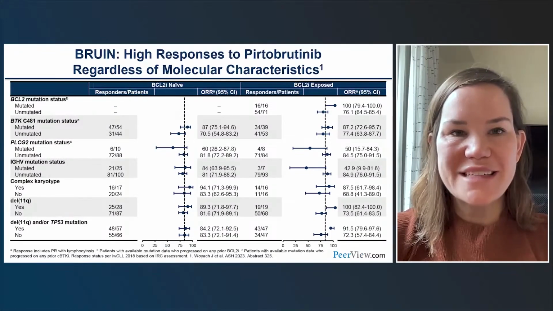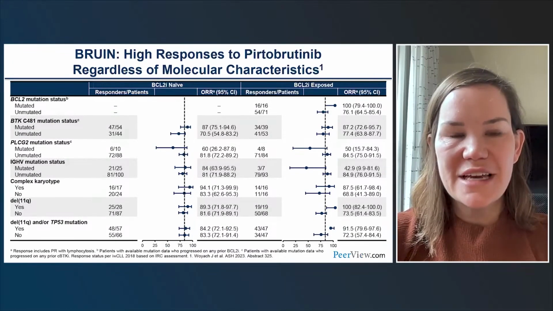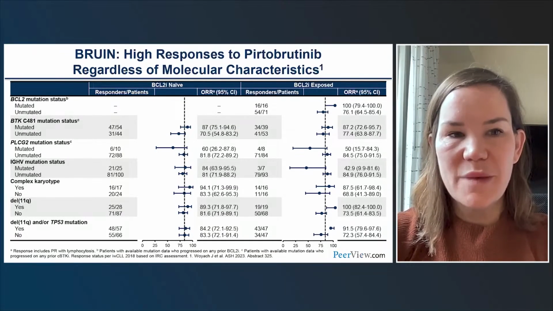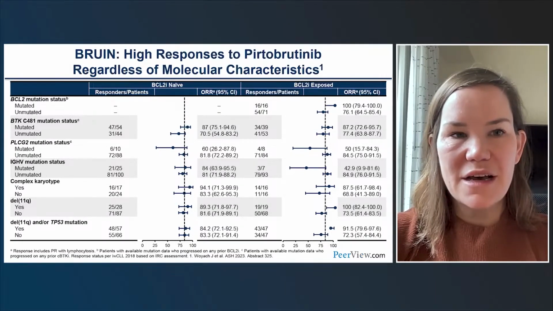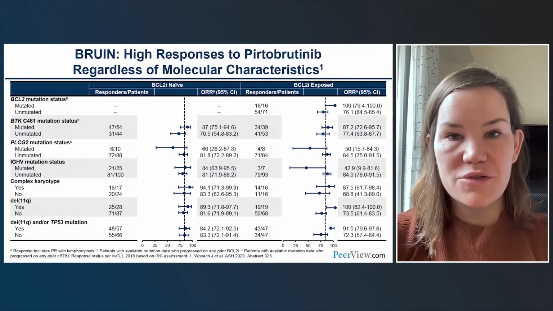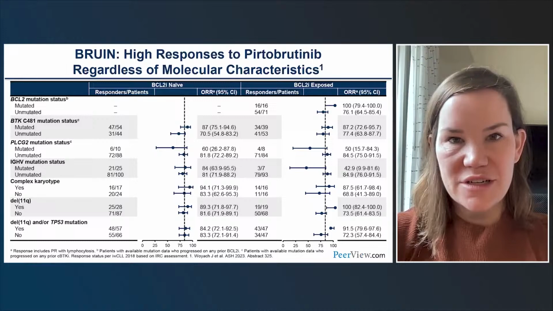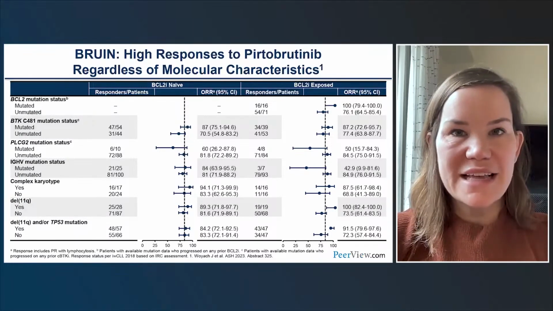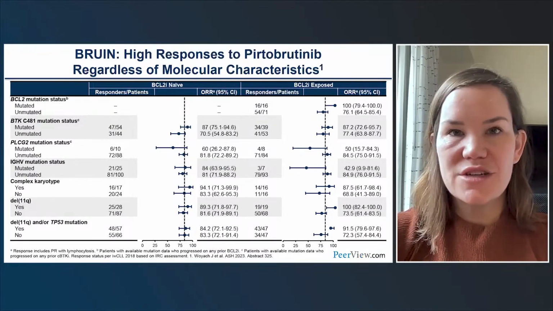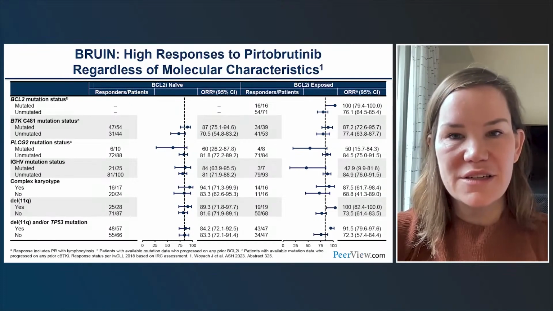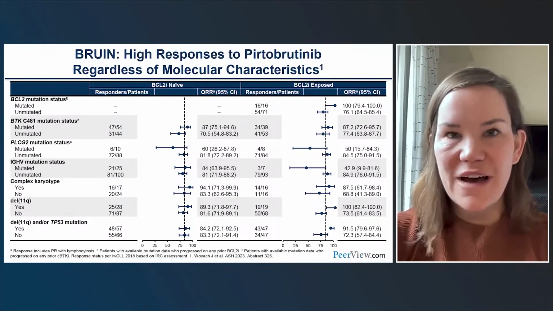Here is a forest plot demonstrating pirtobrutinib's activity in both those BCL2 naive patients and the BCL2 exposed patients, demonstrating that the response rates are largely similar based on the baseline characteristics of patients being accrued to the trial. I would say the one major outlier is patients with PLC gamma 2 mutations. It mechanistically would make sense that perhaps patients with these downstream mutations may not have as great of responses to pirtobrutinib. And you do see the response rates trending slightly lower, but they're honestly still pretty reasonable, around 50-55%.